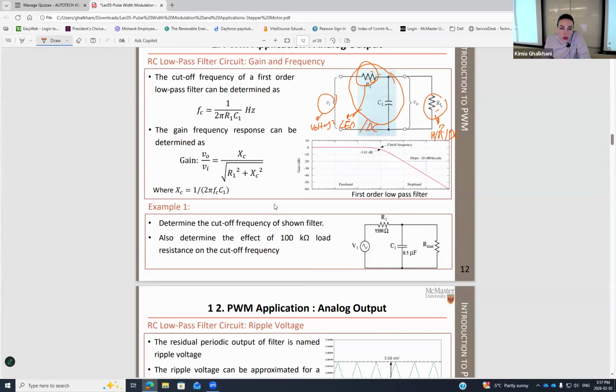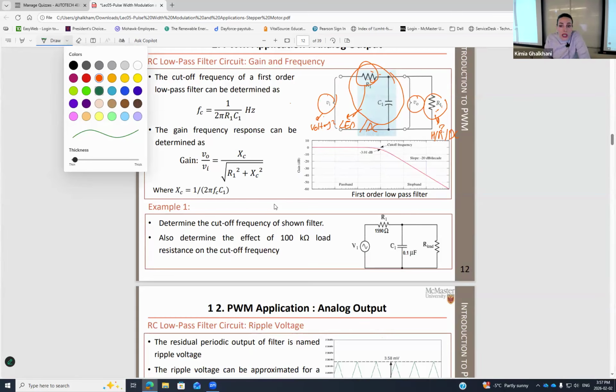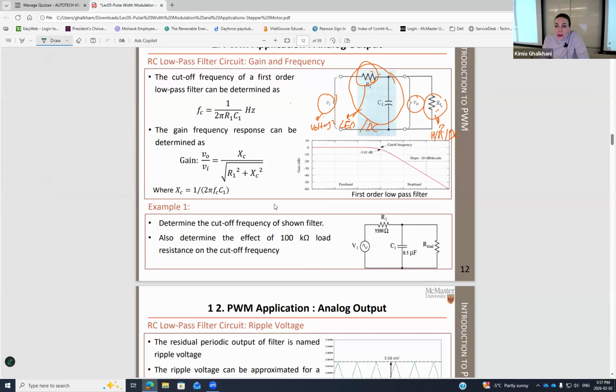I already showed you what is gain in a system last week. But again, in order to calculate gain, I need the output and input. So I put them together. Gain, usually we show it with A. Gain in electrical engineering, we show it with A. It is going to be output, which is right in here, over the input. Output over input.